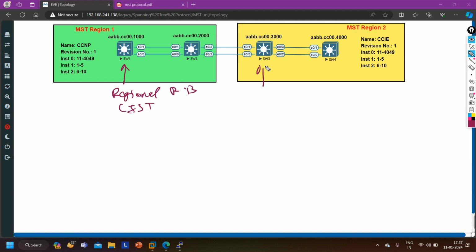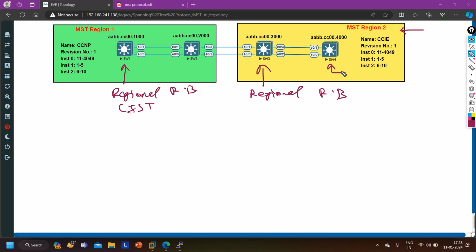And switch 3 is going to become the regional root bridge for this domain. Guys, in region 2, switch 3 will always be the regional root bridge, even if you configure a lower priority on switch number 4. Because the concept is, you know what?